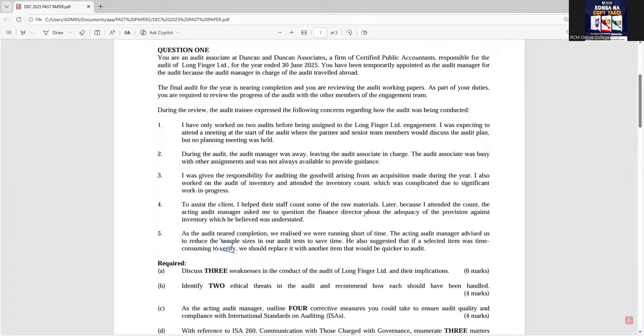So you can talk about the self-review threat. You can talk about advocacy, then intimidation to some extent, but not exactly directly from the end of the client, but from his end as the audit associate who was conducting this audit. So those are the three you can mention. If you could have mentioned them from this point, then you could have actually scored the mark.